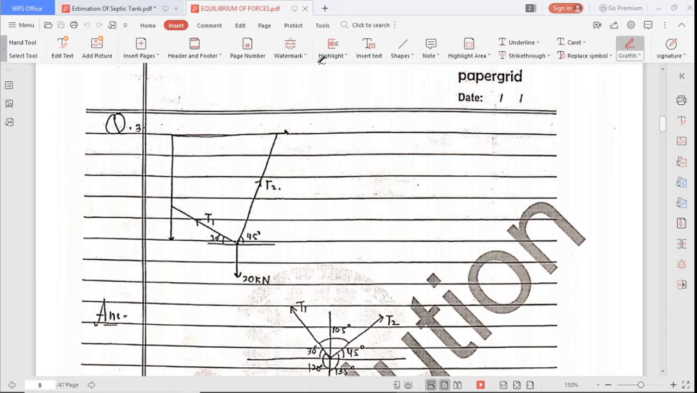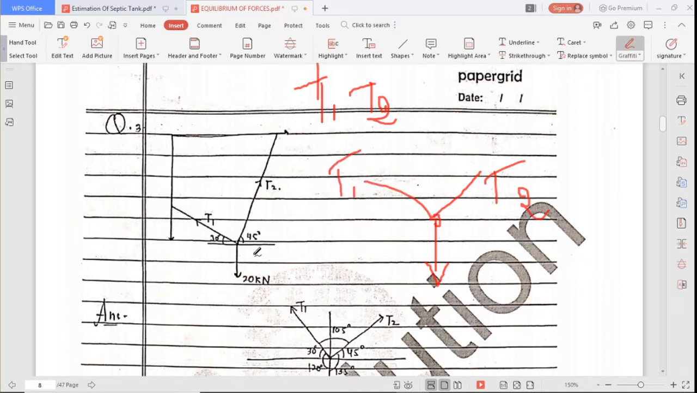So we have to find the tension in the string. So T1 and T2, we have to find the tension. So this is the problem. Okay, so this is one type of the problem. Now we have to take the free body diagram of this. So what is the free body diagram? So this is 20 kilonewton. It may be the weight of that figure or that object. Okay, 20 kilonewton, and here this is T2, and here this is T1.